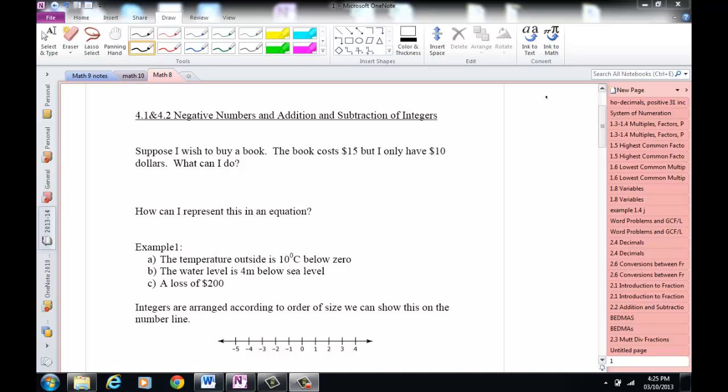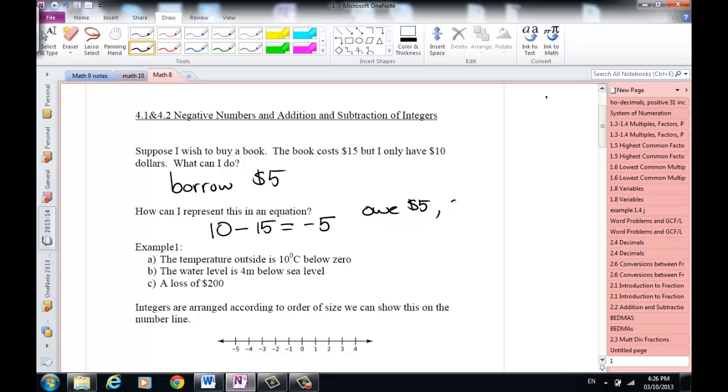So just to start off, suppose I want to buy a book, and the book actually costs $15, but I only have $10. What can I do? Well, I can borrow money. So I could borrow $5 from my mom or a friend or whatever that may be. And if I represent this in an equation, then I have $10, but I'm spending $15, which means that I have minus $5. This minus $5 is just saying that you owe $5 or you have $5 of debt.